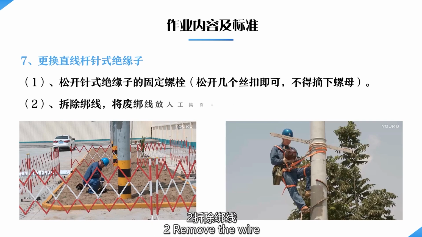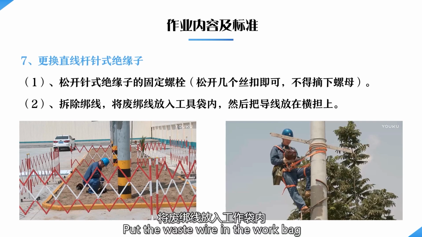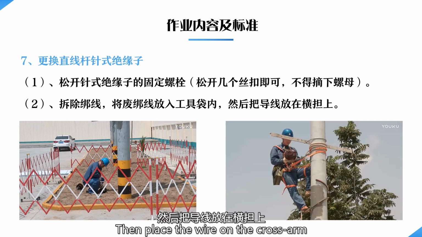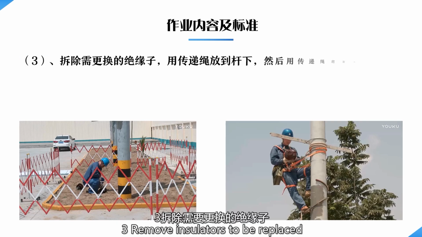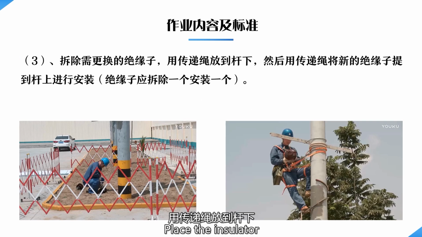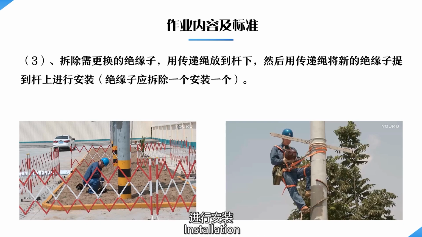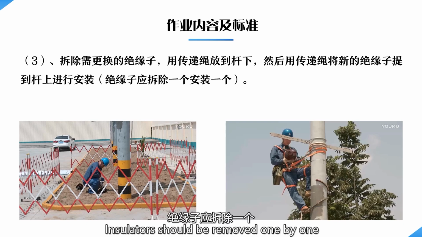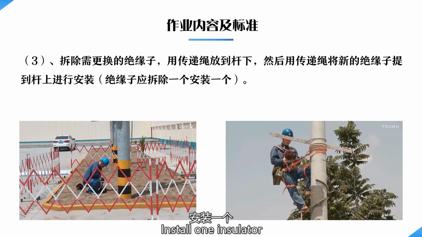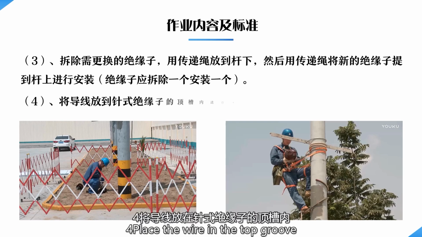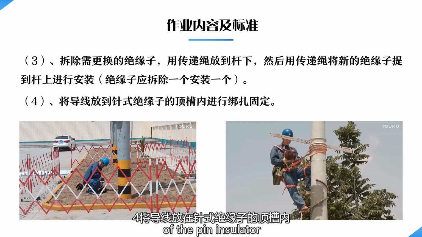2. To remove the wire, put the waste wire in the work bag, then place the wire on the crossarm. 3. Remove insulators to be replaced. Place the insulator under the pole with a passing rope. The new insulator is then lifted up the pole with the transfer rope. Installation: insulators should be removed one by one. Install one insulator.